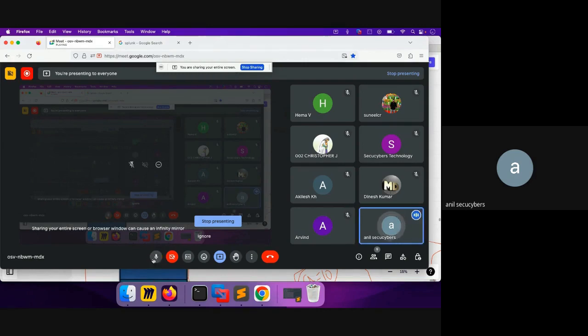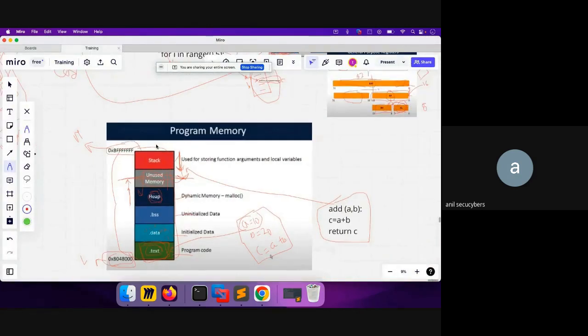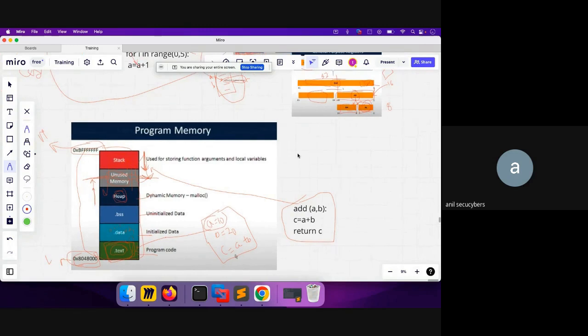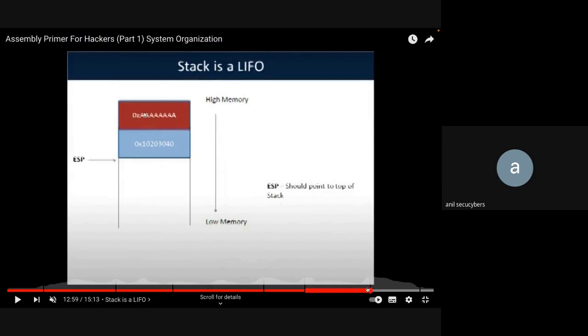Okay, guys. So now let's resume the discussion. We were discussing a little bit about the stack memory. So we'll try to see in much more detail what stack memory is all about. As I told, the stack memory grows from high memory to low memory.